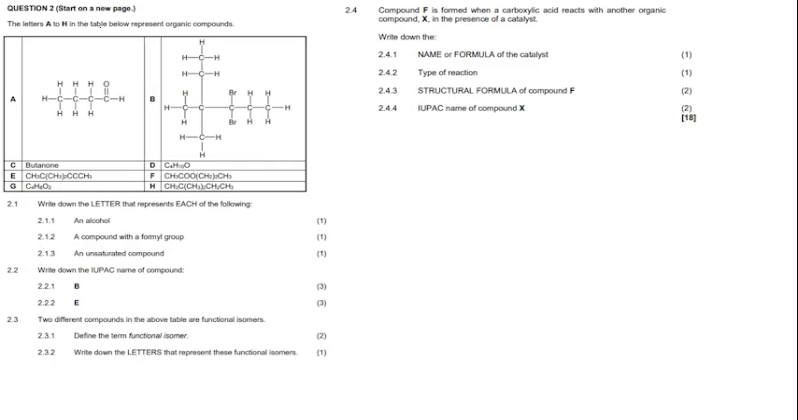Hi guys, today we're going to be looking at a question on organic compounds. The letters A to H in the table below represent organic compounds.